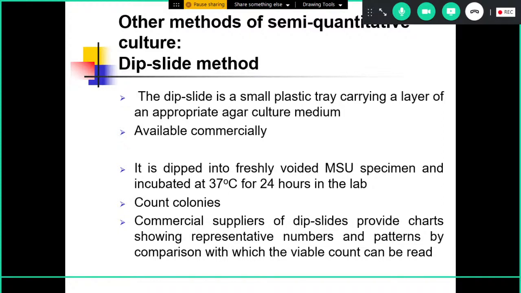There are other methods of semi-quantitative culture which are commercially available, like the dip slide method, which is a small plastic tray containing a layer of agar. These are commercial things. We are not using them, but mention them more for completion. It is dipped in a freshly voided midstream specimen and incubated at 37 for 24 hours. So this temperature and incubation condition holds for all.